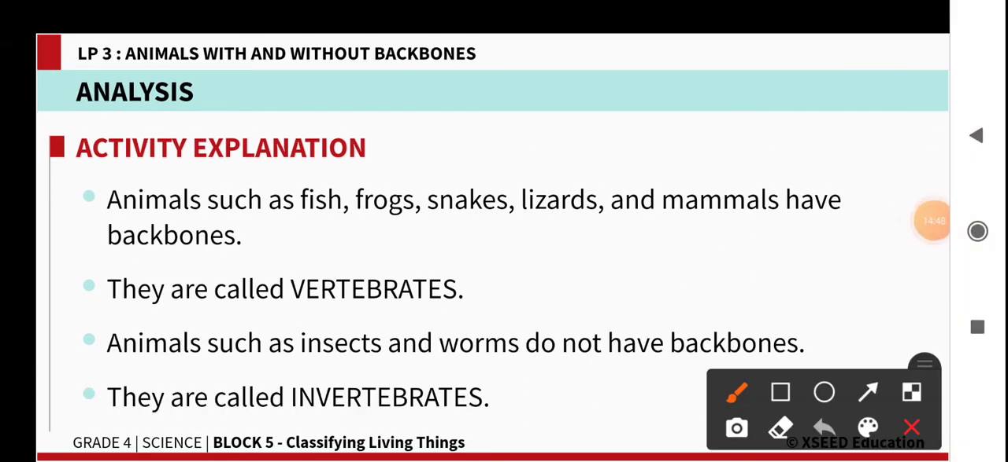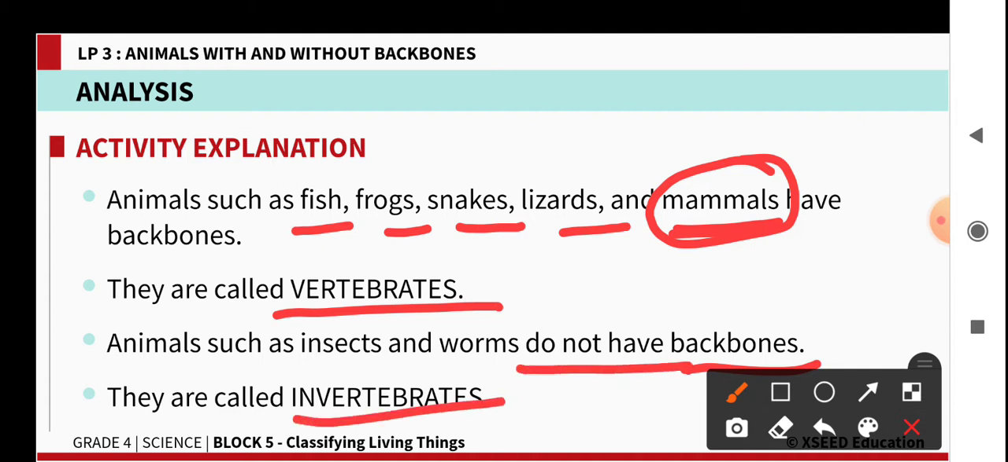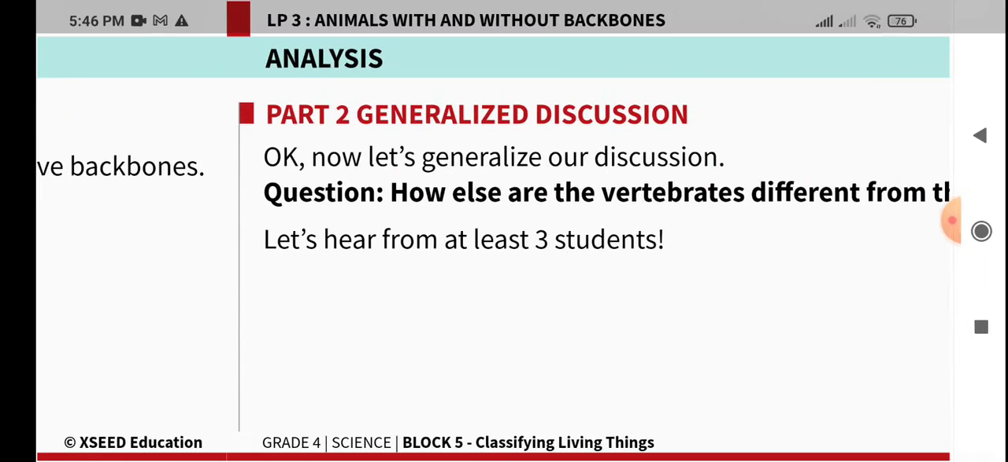Children, the animals which have a backbone are like fish, frog, snakes, lizards, and mammals. Mammals means those which give birth to the babies directly. They are mammals. So all of this comes under vertebrates. They have a backbone, that's why they are known as vertebrates. Those which do not have a backbone are invertebrates.